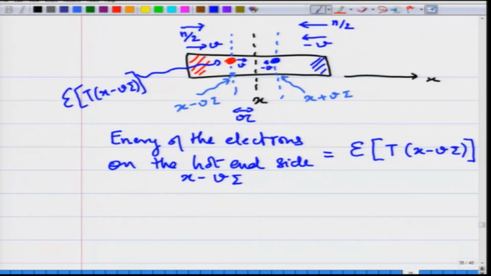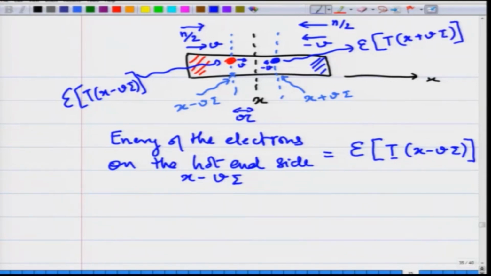It is one of the natural assumptions of Drude's theory that the energy of the electron present here is determined by the local temperature at that point. So, the energy of the electron on this hot end side will be E, which is a function of the temperature T at x minus v times tau. Similarly, the energy of the electron on the cold end side will be determined by the temperature at x plus v times tau.